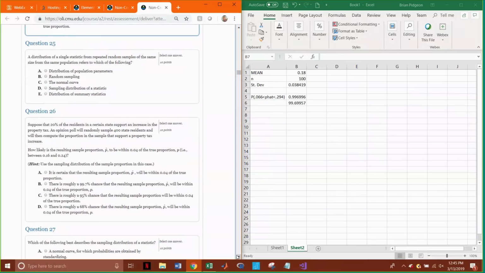25. A distribution of a single statistic from repeated random samples of the same size from the same population refers to which of the following? That's the definition of the sampling distribution.